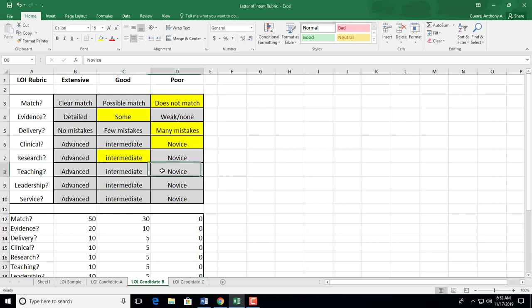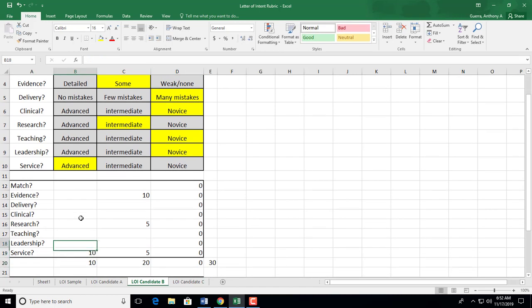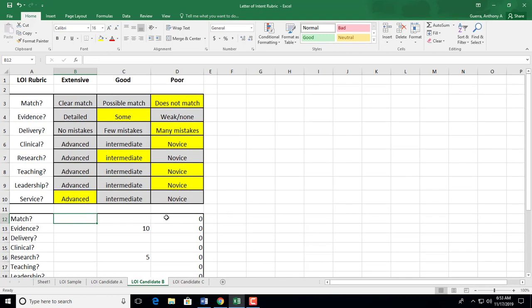Their teaching, I didn't see any teaching. Didn't see any leadership, but they spent significant time in the community and helping other people. And so where it matters is what kind of a site are you applying to. So if you're applying to a research intensive site, then this obviously is a poor match. But if you're applying to somewhere that serves the underserved, then this might be a great match. But you can see that they only got 30 points, where the other person got 130. And that's because this top one, if they're not a match, that's a 0.